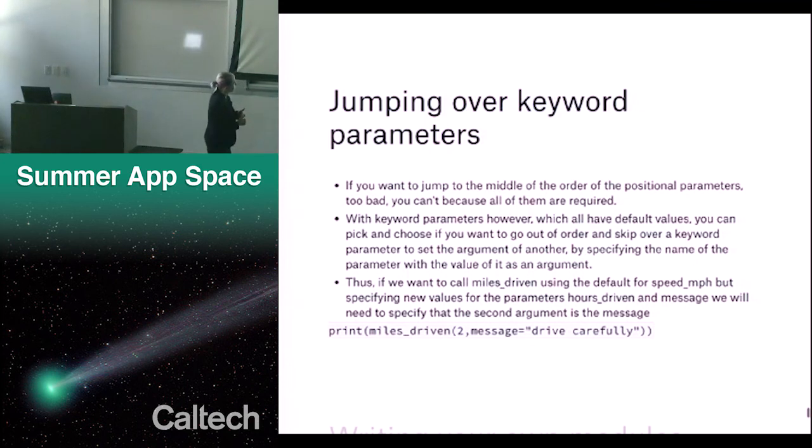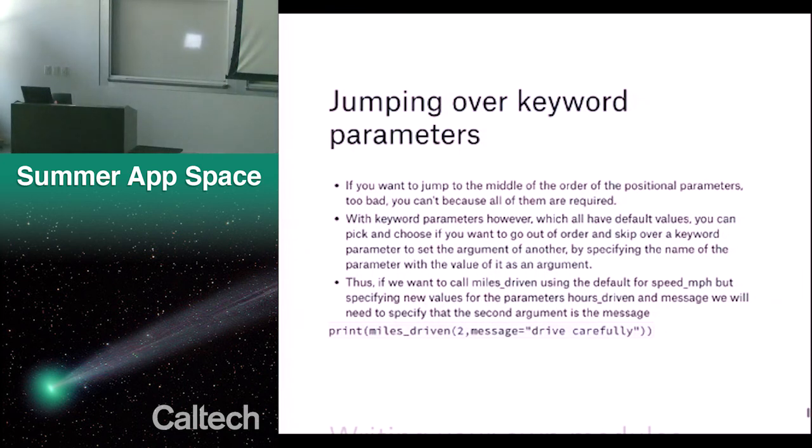With keyword parameters, which all have default values, you can pick and choose if you want to go out of order and skip over a keyword parameter. To do that, you can specify the name of the parameter with the value of it as an assignment. Thus, if we wanted to call miles driven using the default speed miles per hour, but specifying new values for the parameters hours driven and message, we would need to specify that the second argument isn't speed miles per hour, but is message. And actually, the way that I code, and this is up to you, is just so that it's not confusing.